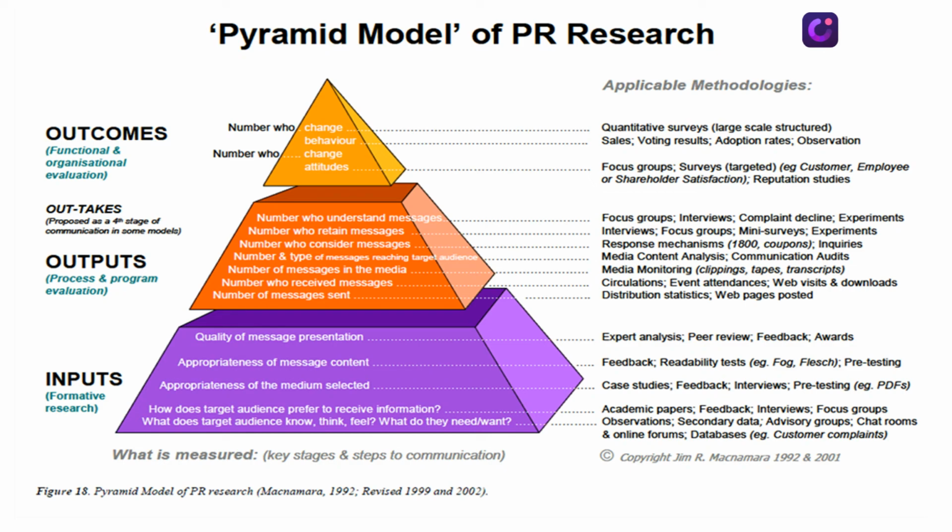So, for instance, if you want to check the appropriateness of message content at the input level, let's use the highlighter, so that you can see what it is I'm pointing to. So, appropriateness of medium selected. You see that there's a dot that leads to the methodologies that you can use to do this. And some of the methodologies will be case studies, feedback, that is trying to get feedback from the target audience, interviews, pre-testing, etc.